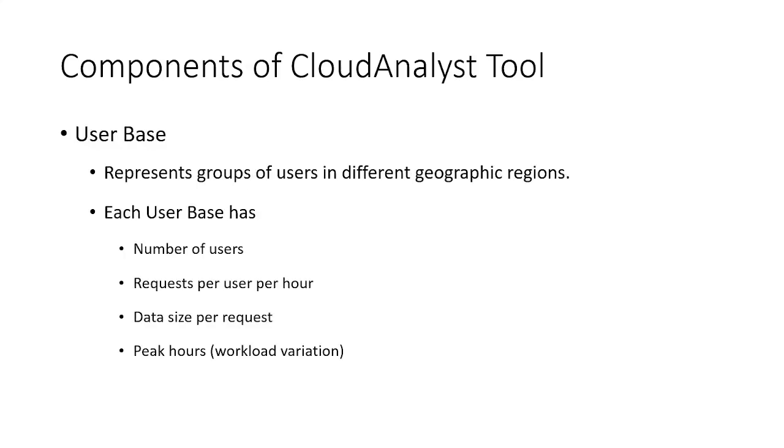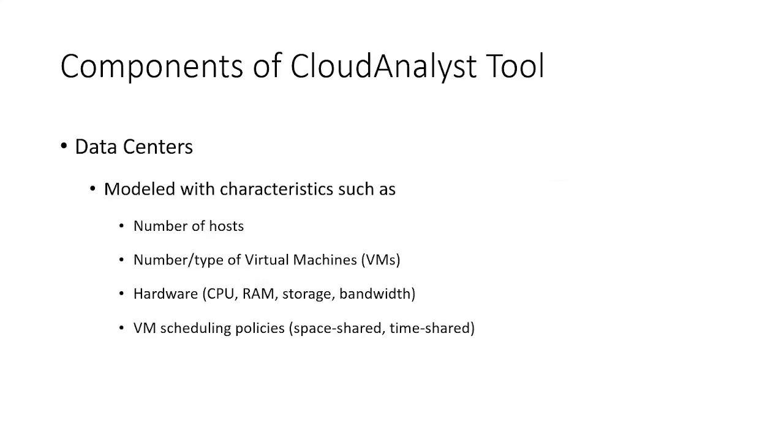So this is your CloudSim layer, where we have the features that are there in the CloudSim engine. The next component is your user base, where we represent groups of users in different geographical regions. Each user base has the number of users, requests per user per hour, data size per request, and the peak hours. Workload variation can be captured using these peak hours. These are the configurations taken up for the user base, so we define it as a group of users. The next one is the data center.